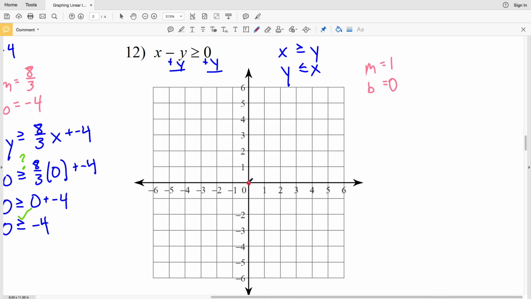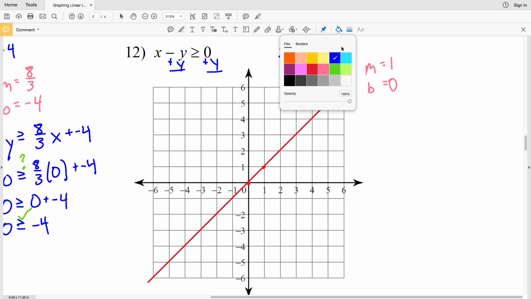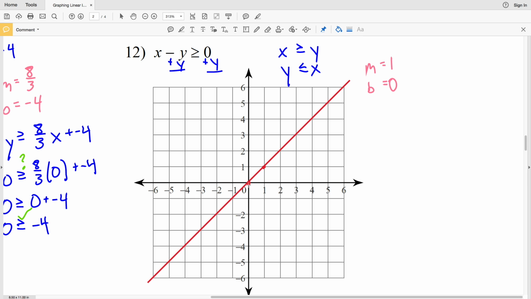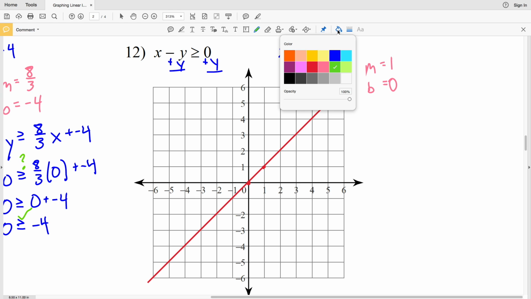So point 0, 0 is where I intersect the y-axis, or my y-intercept lies, and then I'm going up 1 and over 1 with my slope, since 1 is the same as 1 over 1. And since this is greater than or equal to or less than or equal to, I'm going to connect those points with a solid line. And now I just have to decide which region I'm going to shade. However, 0, 0 falls on the line, so I'm going to have to use a different test point.